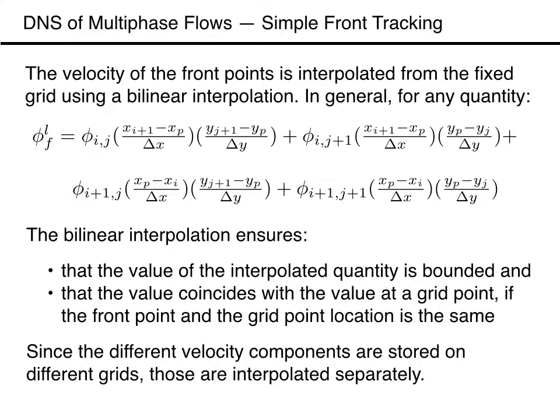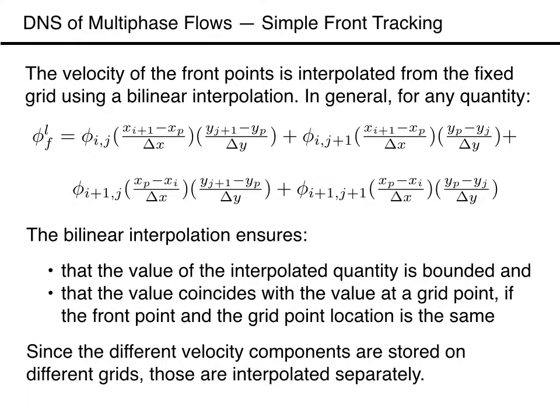Since the value of the quantity that we want to interpolate, call it phi, at the front point must be the same as the value at a grid point if the front point location is the same as that of the grid point, we can write down a linear interpolation function directly. This expression relates the value of phi on the front to the value at the grid points around it, and it should be clear that the expression for phi on the slide is linear in x and y, it is bounded by the grid values, and that phi at the front is equal to the value at a grid point if the front is moved to that grid point.